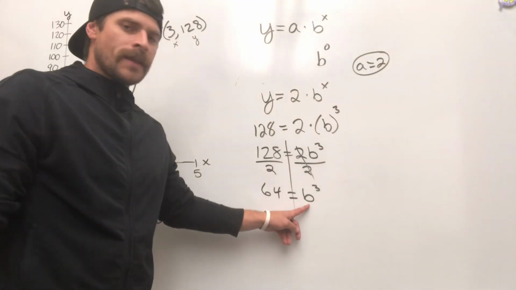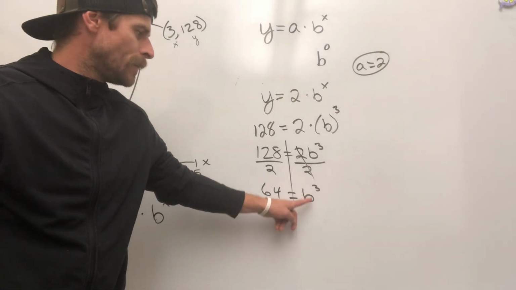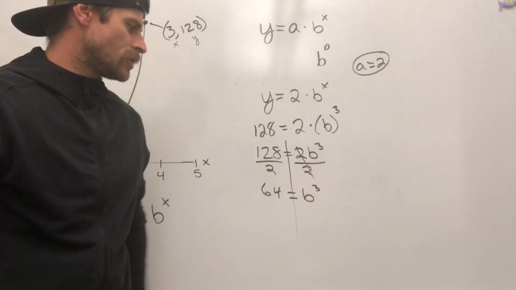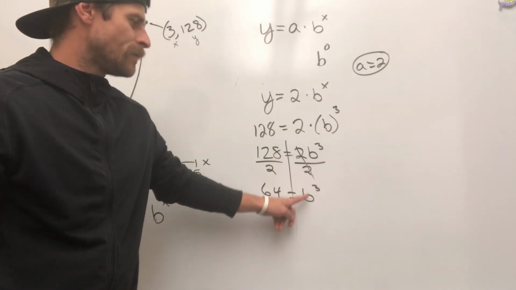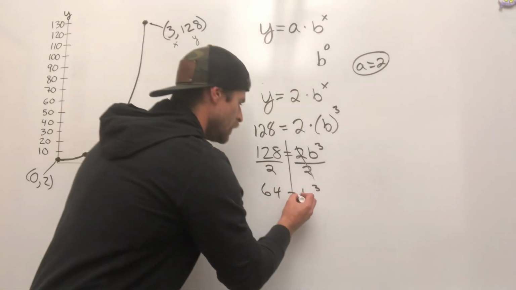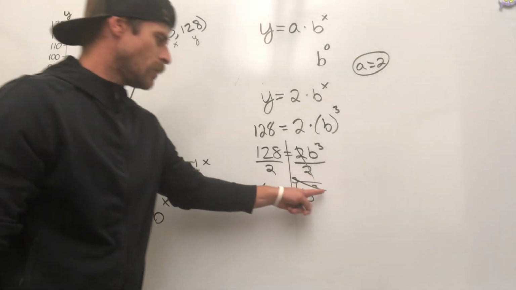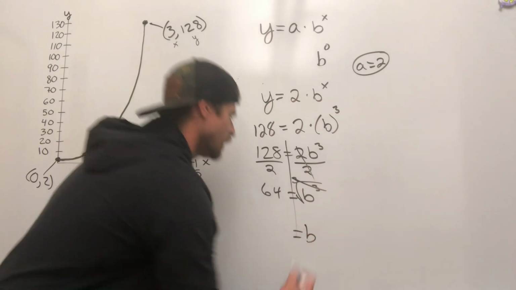Now, one thing we need to understand is if we're trying to eliminate an exponent, we're going to have to take the opposite, the inverse operation of what that is. So what is the opposite of cubing something? That would be cube rooting it. And those will cancel one another. Once we do that, b is isolated and all alone.